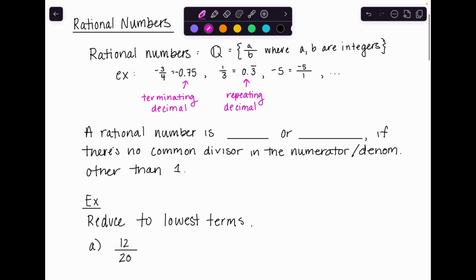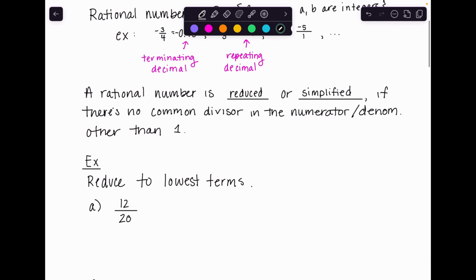Now, what we typically like is the simplest form for a rational number, because again, there's lots of ways that you can write the same number. If you take a half, it's the same thing as 3 divided by 6. So we want the simplest form. So we say a rational number is reduced or simplified if there's no common divisor in the numerator and denominator other than the number 1.